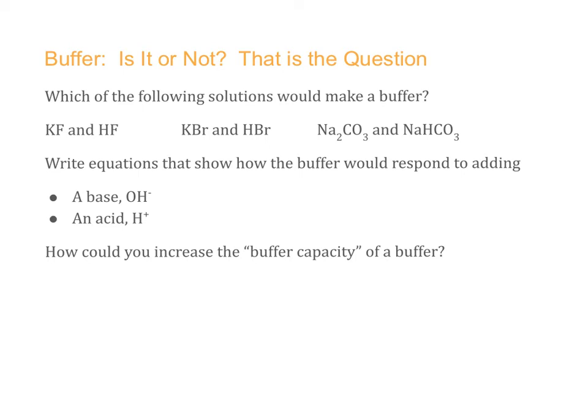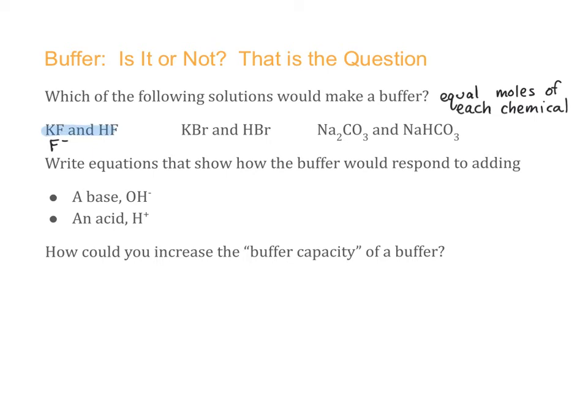So first we're going to be able to identify, is something going to be a buffer or not? It says, which of the following solutions would make a buffer? And we're going to assume that we have equal moles of each component in this case. So if we had equal moles of KF and HF, when we're putting KF in, the K plus ion is basically a spectator ion. It's always soluble. So we're essentially putting in F minus and HF. HF is a weak acid, and F minus is its conjugate base. So yes, this one would make a buffer.